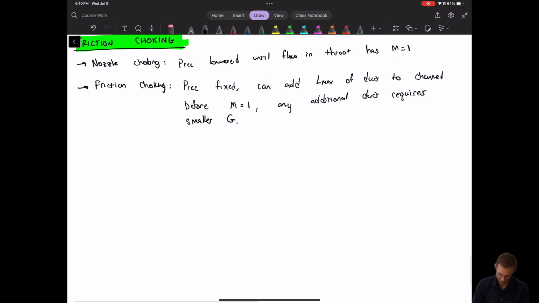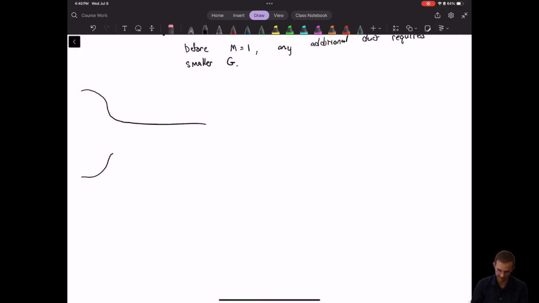So let's, like I said, let's draw this. Let's say we have an upstream tank and then a Fanno duct. Spread these out a little bit, just to make the duct a little bit wider. So we have T1, P1, and V1 is equal to 0. So it's stagnant upstream. And then the start of the Fanno duct is 2. And the end of the actual Fanno duct is 3.